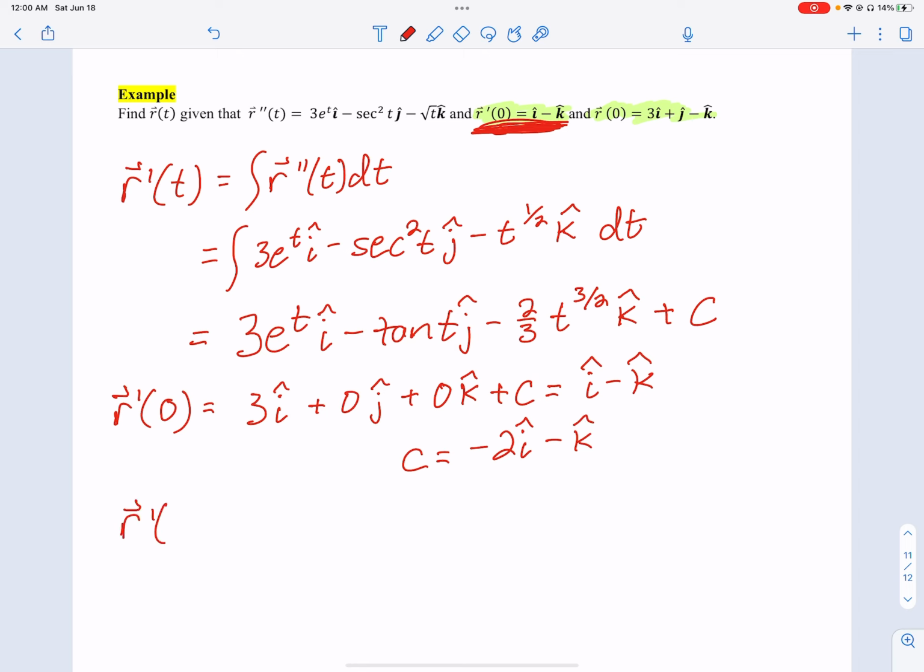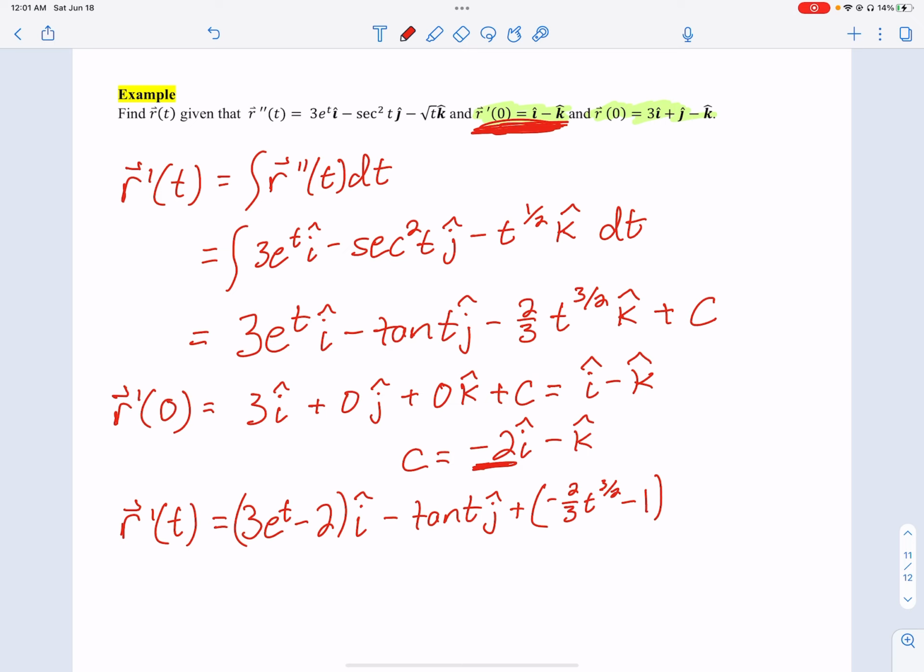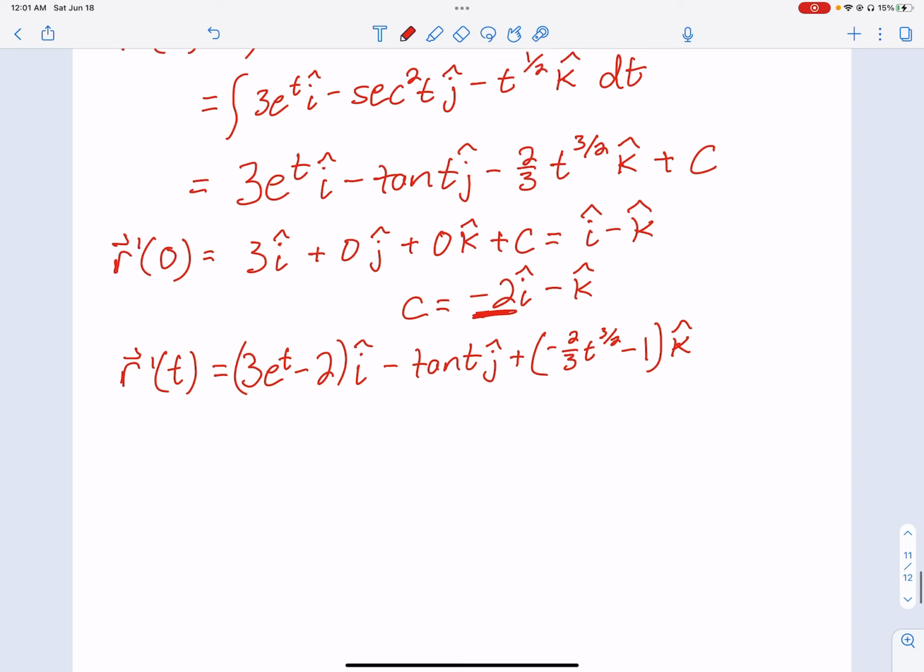So now I know that r prime of t is equal to, okay, and I get to add these into each part. 3e to the t, I have a negative 2 that I'm going to put in with the i. Right, then I don't have any j's, so I'm just going to write that one. I forgot the t, j. And then this one, that minus is what I was talking about earlier in this problem. Plus, I put minus 2/3 t to the 3/2 minus 1 k. All right, now I have that function.